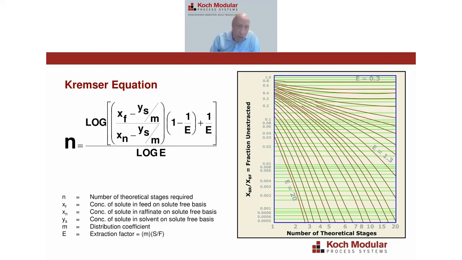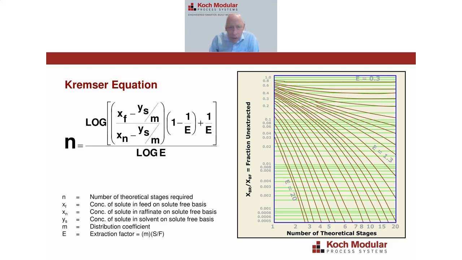Now, the Kremser equation basically works if your distribution coefficient M is constant or doesn't change too much. Then this equation becomes very useful for evaluating different solvent to feed ratios versus the number of stages. You can also use the Kremser curves, which are shown here.